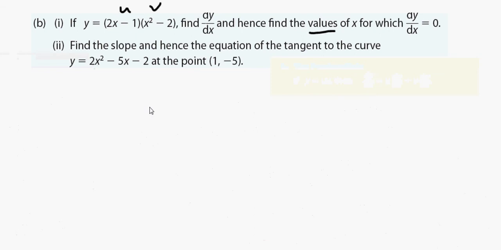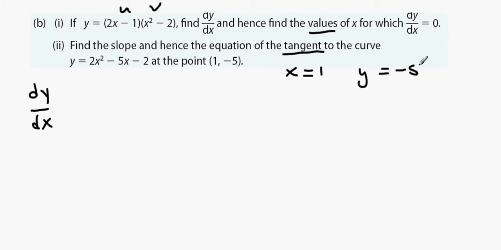Now, the next question we've got to do is find the slope, and hence the equation of the tangent to the curve. If anybody remembers, the slope is always dy dx, and it gives us the specific point. It tells us that x is 1 and y is minus 5. So we need to get dy dx at x equals 1.